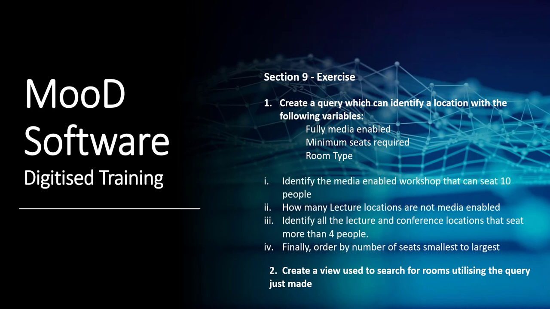C Part 2. How many lecture locations aren't media enabled. C Part 3. Identify all the lecture and the conference locations that seat more than 4 people. Finally, order by number of seats, smallest to largest. Question 2. Create a view used to search for rooms utilizing the query just made. To see the results of this exercise, please see the course notes.